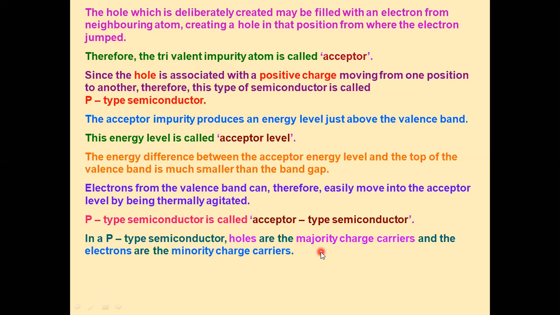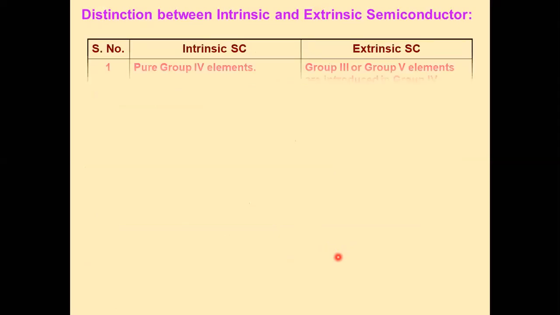So in the P type of semiconductor, the majority carriers are holes and the minority carriers are electrons. So we get the product of the majority and minority carriers equal to n_i squared. So the number of holes is maximum.